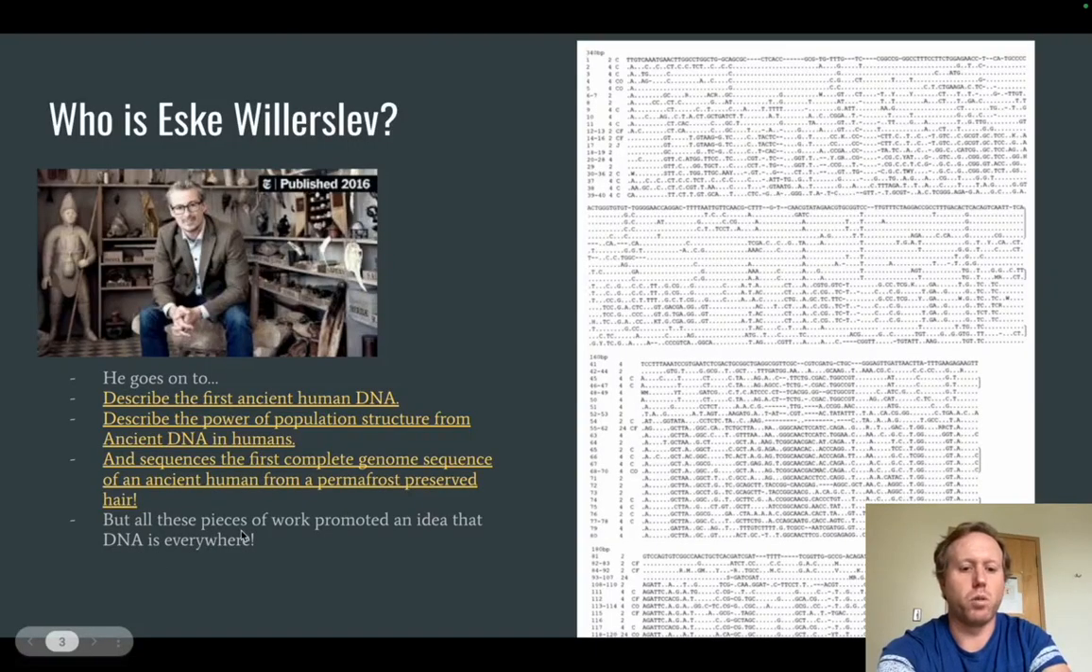And all of these pieces of work promoted an idea that DNA is pretty much everywhere, from every taxonomic level, from bacteria to humans. We can get DNA from old sources and surfaces and matrices that we didn't think was possible previously. In this case, we're looking at ancient human DNA from permafrost preserved hair to be able to get the first complete, in quotes, genome sequence of a Neanderthal, right? So it's pretty amazing. And this is the kind of concept that we're talking about with environmental DNA.